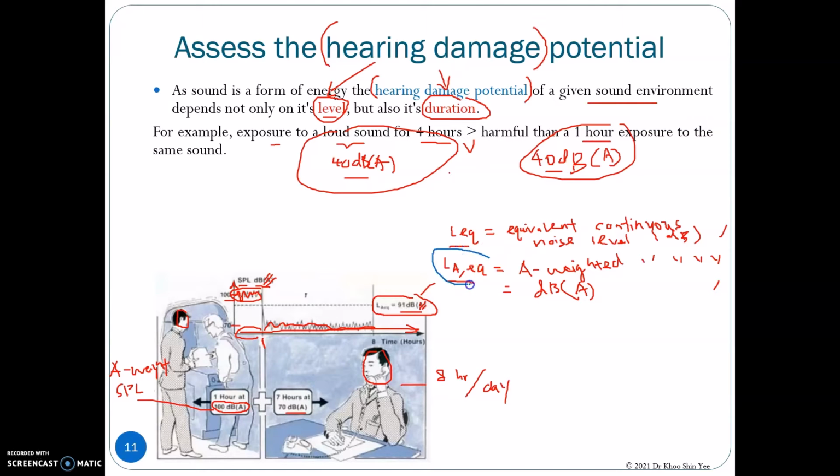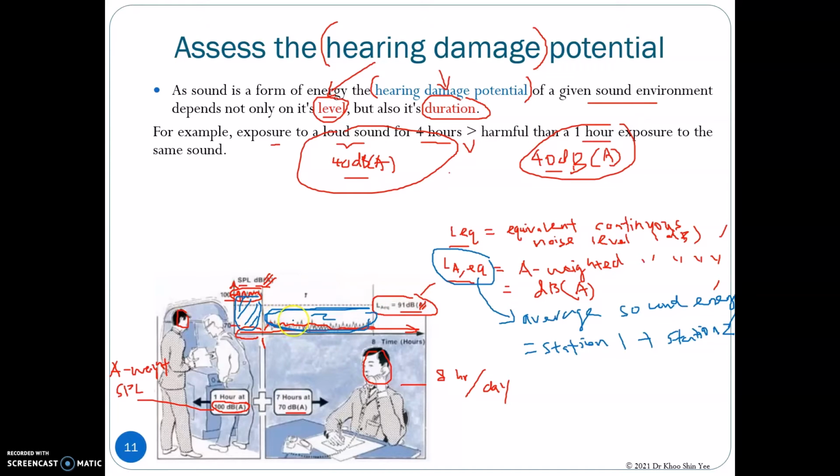So why do we compute the LAEQ? We compute the LAEQ because this value gives us the knowledge about the average sound energy that is equal to the fluctuating noise in station 1 here plus station 2 here. So if you take the sound energy of station 1 plus the sound energy at station 2 here, then the total energy will be equal to the average sound energy here.